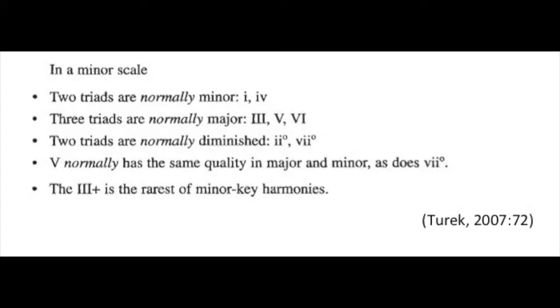So just to summarize there, when you're building triads in minor scales, there are 2 triads that are normally minor, which are chords 1 and 4. There are 3 triads which are normally major. These are chord 3, chord 5, and chord 6. There are two triads which are normally diminished, chord 2 and chord 7, and chord 5 normally is major because you're using the raised leading tone, and chord 7 is normally diminished again because you'll normally use the raised leading tone.